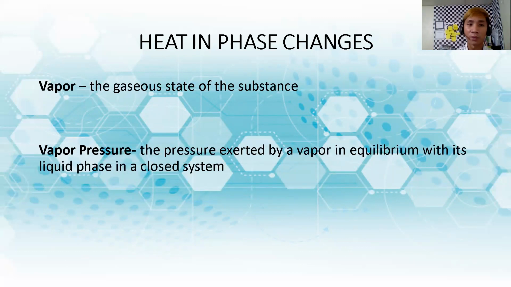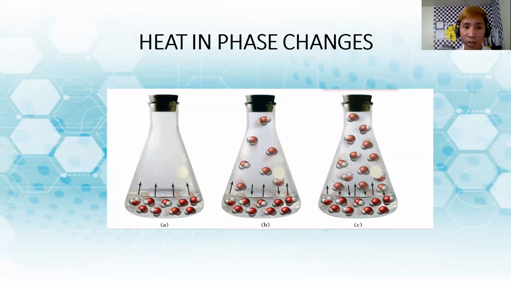So let's talk about vapor. When we say vapor, that is the gaseous state of a substance, and vapor pressure is the pressure exerted by a vapor in equilibrium with its liquid phase in a closed system. Let's take a look at this illustration. We have three figures, and we have the Erlenmeyer flask.